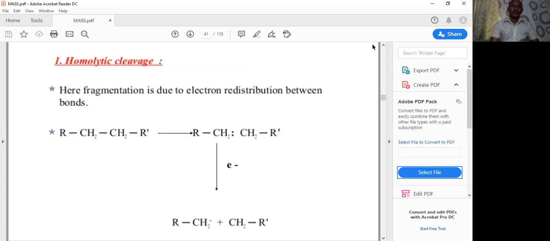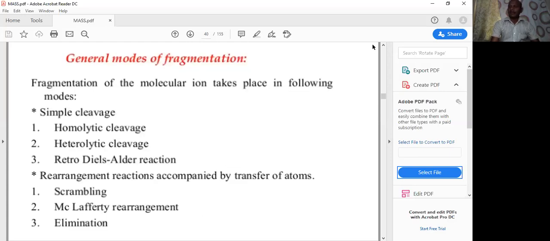So the first one is simple cleavage. Under simple cleavage, you have homolytic cleavage, heterolytic cleavage, and retro Diels-Alder reaction. The retro Diels-Alder reaction you can also call a simple cleavage, but it comes under rearrangement also. You have seen the Diels-Alder reaction, and retro Diels-Alder is the opposite of that. Next one, rearrangement: one is scrambling, another one is the McLafferty rearrangement, and the third one is elimination.